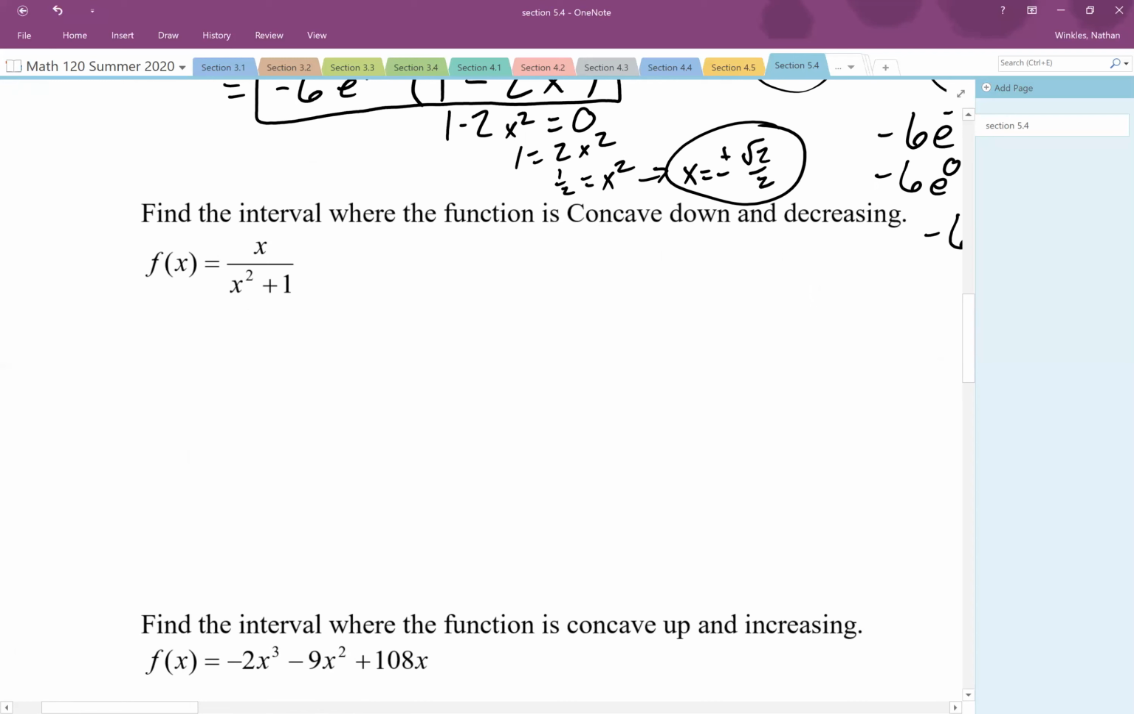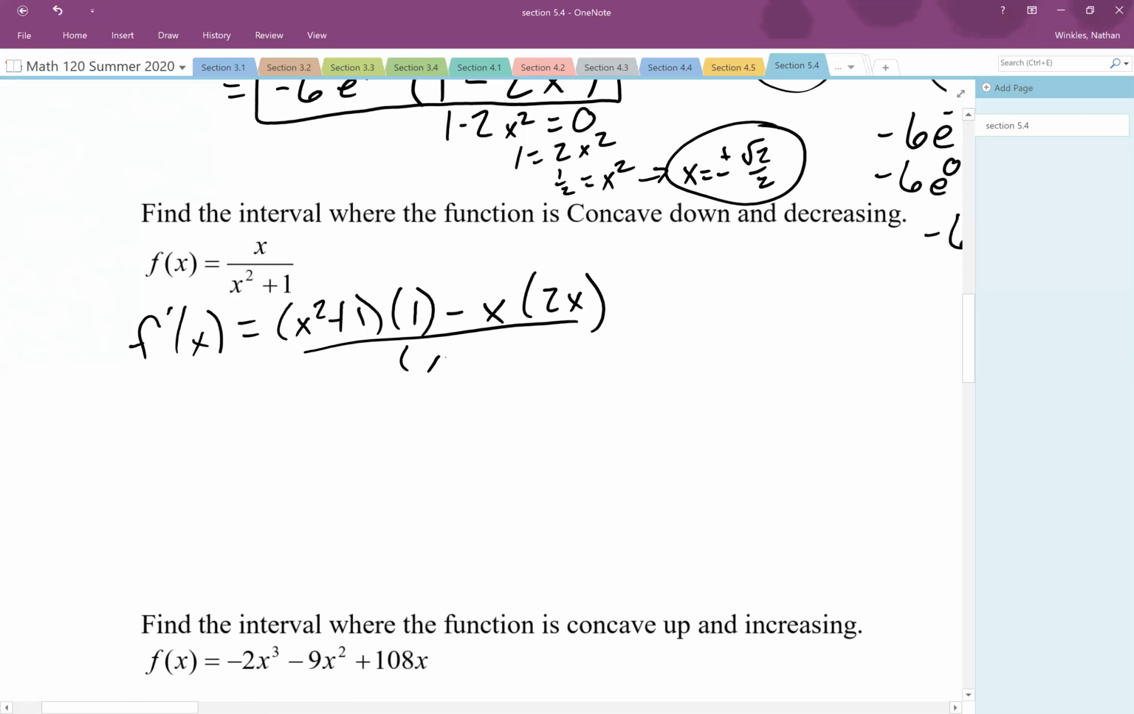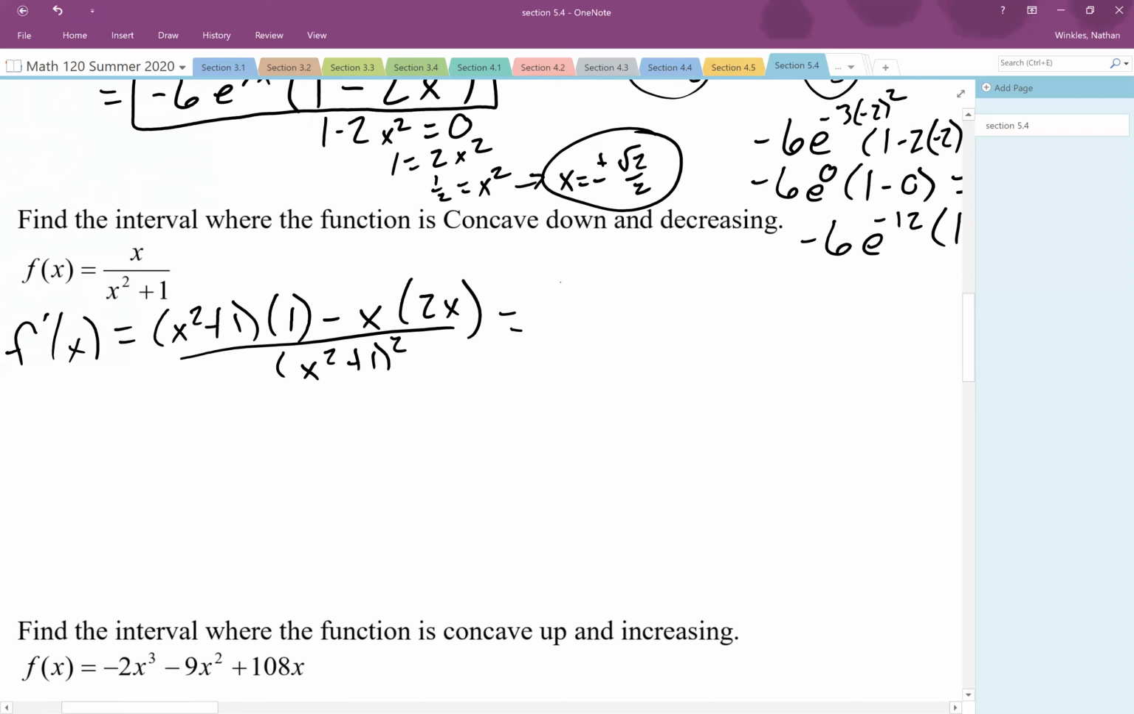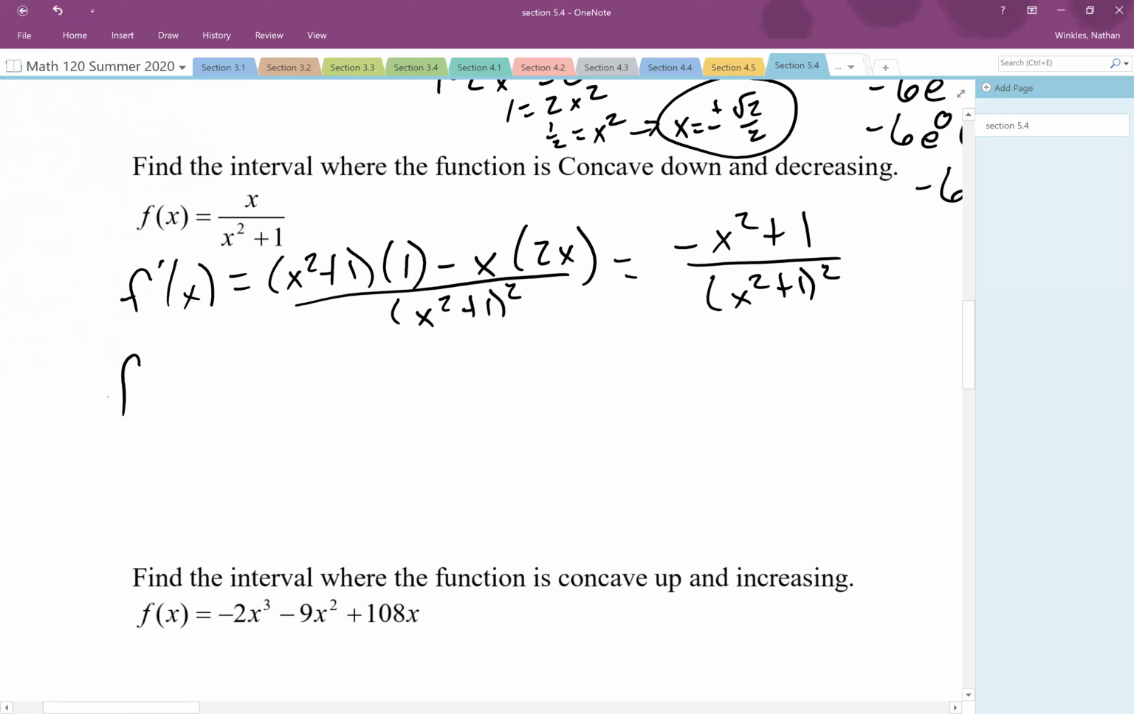So on this one, we're looking for concave down and decreasing. So we're looking for negative over negative in this case. So f prime of x, so low d high minus high d low over the bottom squared. Make sure that you simplify this. So when we simplify here, we're going to get x squared plus 1 minus 2x squared. So minus x squared plus 1 over x squared plus 1 squared. So now we need to take its derivative.